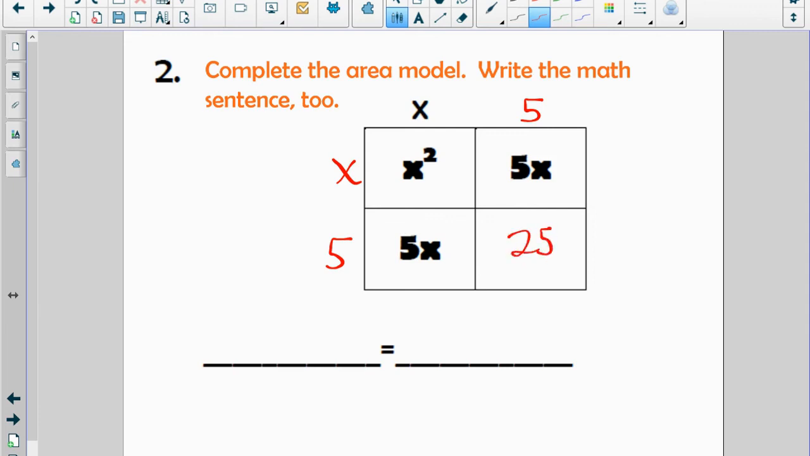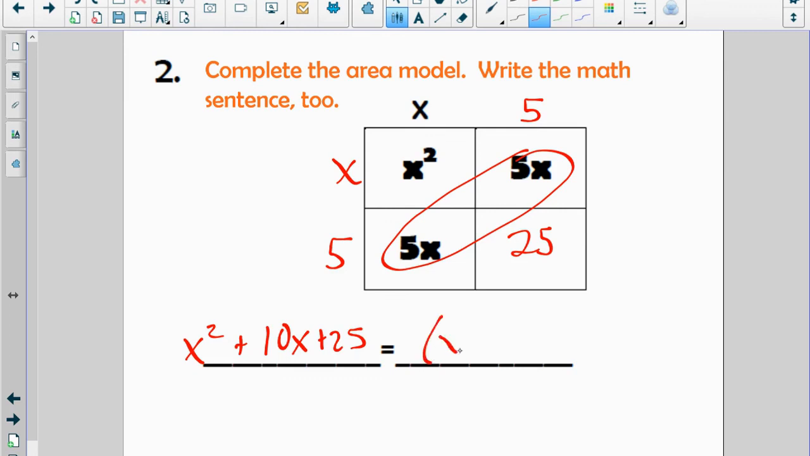So I'm going to start by writing my perfect square trinomial. So I had x squared plus, well, 5x and 5x is 10x, and then plus 25. And I recognize that that was the result of multiplying x plus 5 times itself. So I can write x plus 5 in parentheses squared.